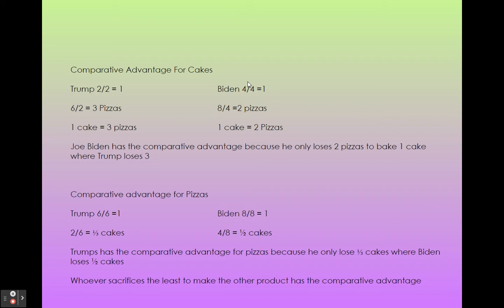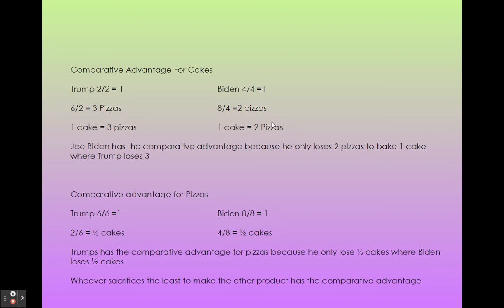Remember, Joe Biden could make 4 cakes an hour, and Trump could make 2 cakes an hour. So what we do is we need to get the cakes down to 1. We simply divide by 4 here, so that gets us 1. If we do that to this side, we need to do it to the pizzas as well. Biden could make 8 pizzas an hour, so we divide that by 4, and now he's at 2 pizzas. So what we just did is we came down to 1 cake is equal to 2 pizzas.